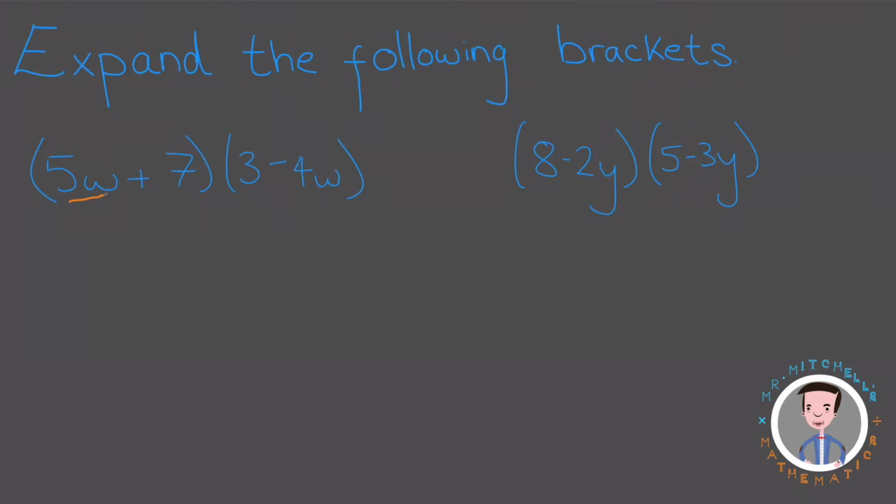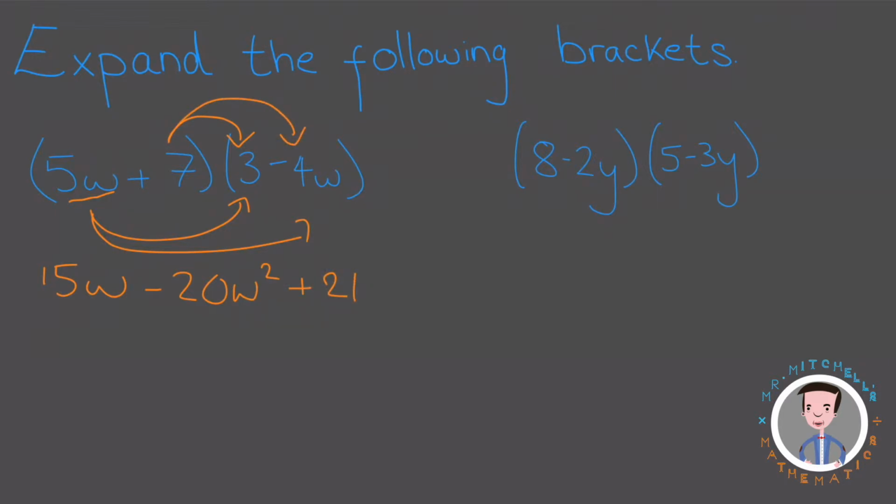Let's times everything in the second bracket by 5w. So 5w times 3 is 15w. 5w times minus 4w is minus 20w squared. We then have 7 times 3, which is 21, and 7 times minus 4w, which is minus 28w.